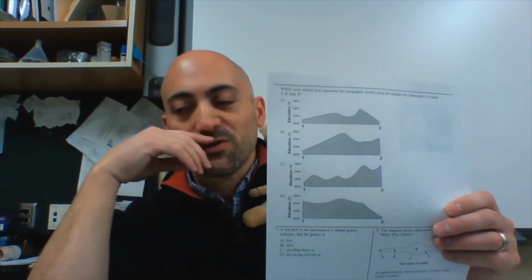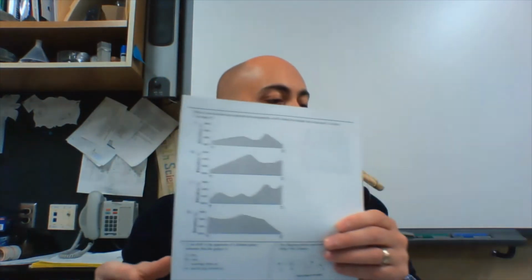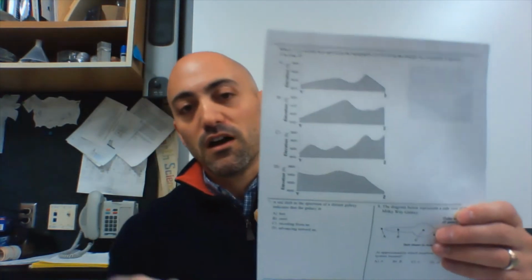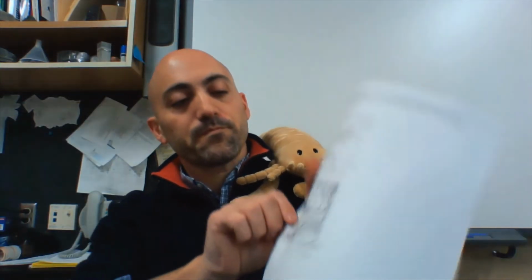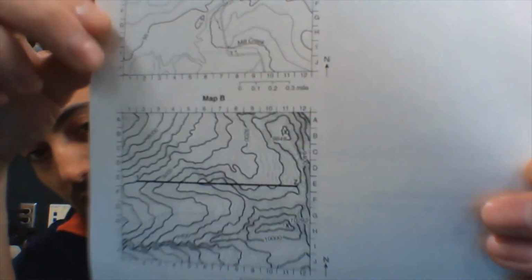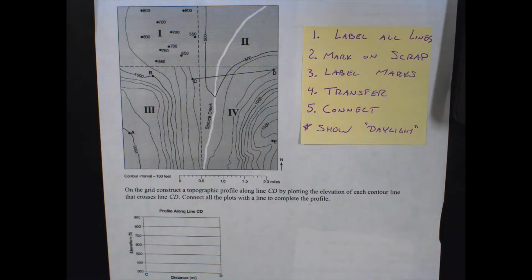As a multiple choice question, this is one of the few times where I think it's actually harder to do this version than it is to do the short answer version. So which of these four profiles would match up to the profile on map B here? Okay, so look at your list of things to do here.